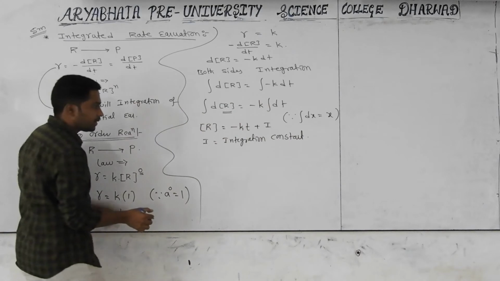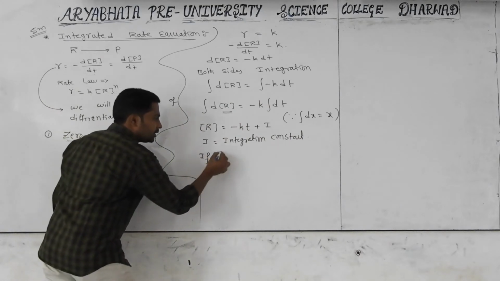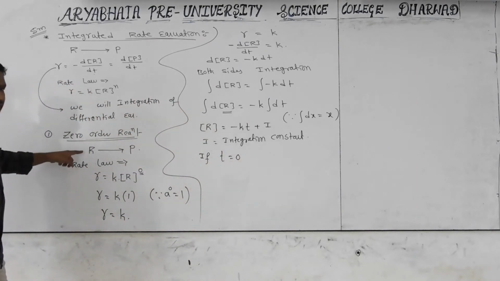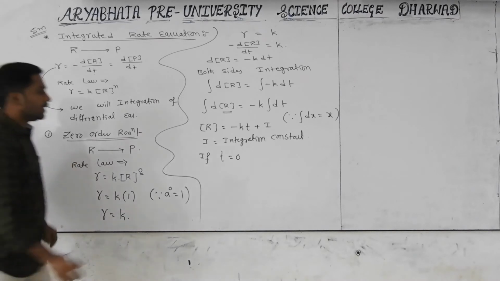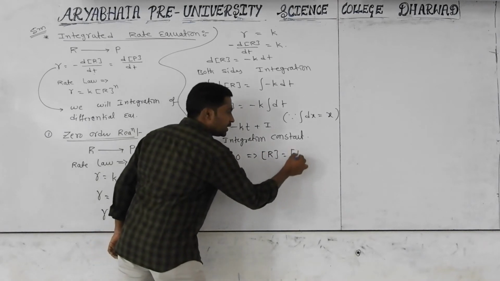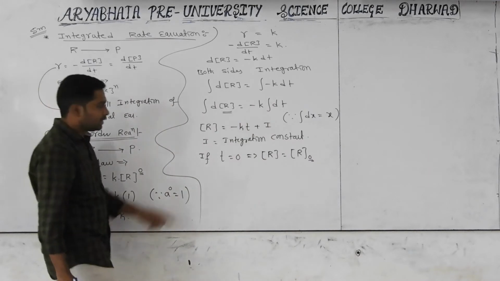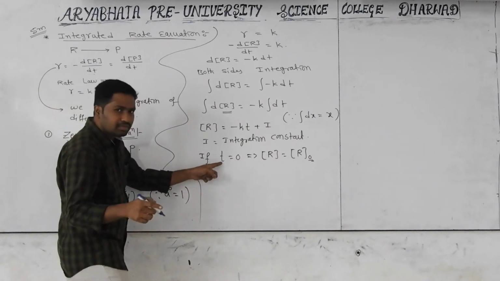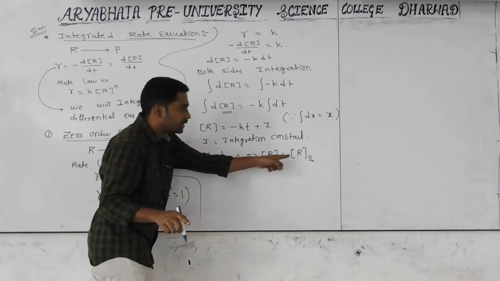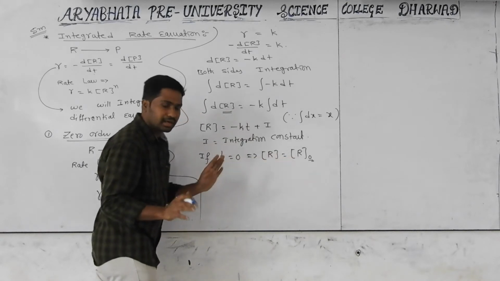Now, I want to find out the I value. For this, I am taking time t equal to 0. What is the meaning of time t equal to 0? At the initial stage of the reaction. Then the concentration of the reactant becomes the initial concentration of the reactant, denoted by R0. You got it? In any chemical reaction, time 0 means the initial stage of the reaction, and the concentration of the reactant is denoted by R0. R0 is nothing but the initial concentration of the reactant.